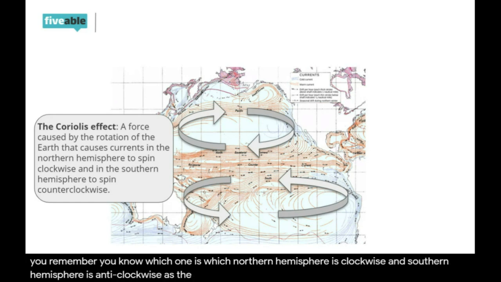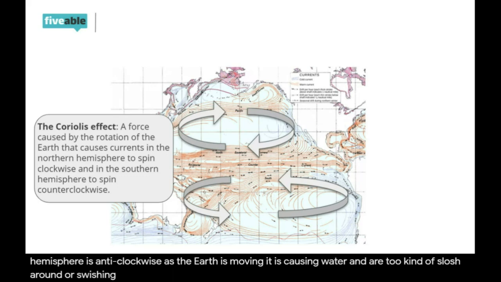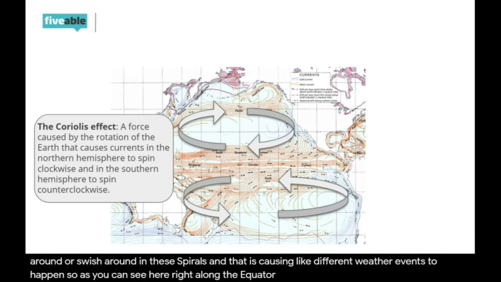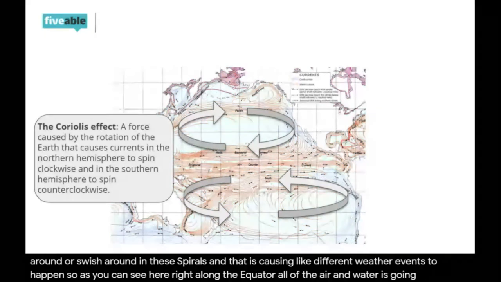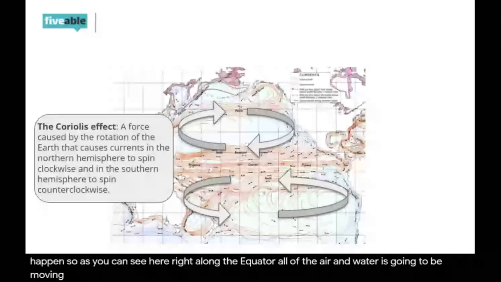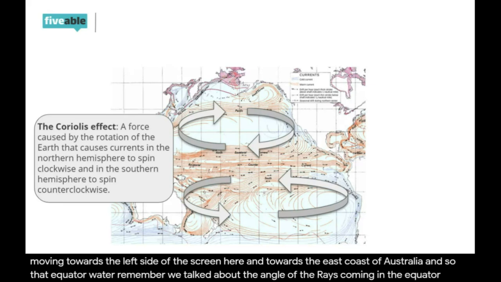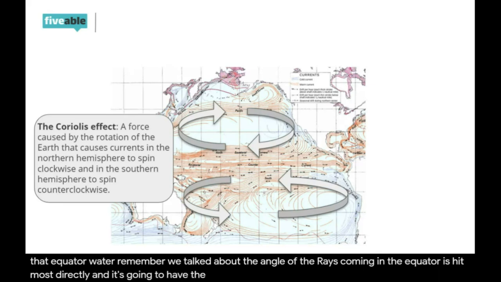So as the Earth is moving, it is causing water and air to slosh around in these spirals. And that is causing different weather events to happen. As you can see here, right along the equator, all of the air and water is going to be moving towards the left side of the screen, towards the east coast of Australia. And that equator water, remember we talked about the angle of the rays coming in, the equator is hit most directly, and it's going to have the hot water.